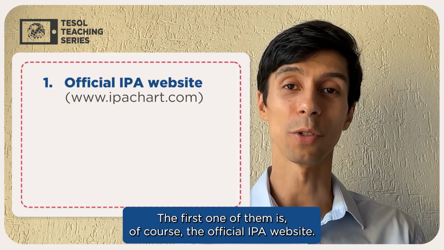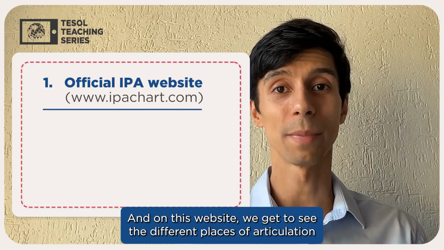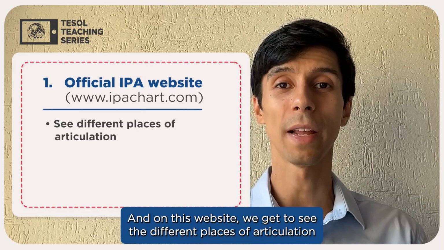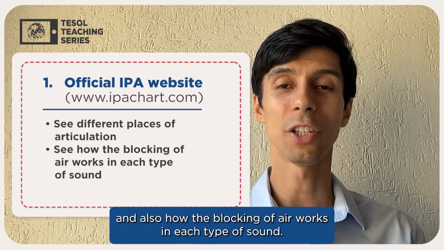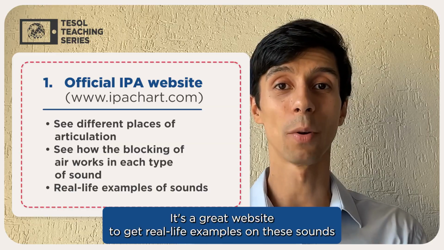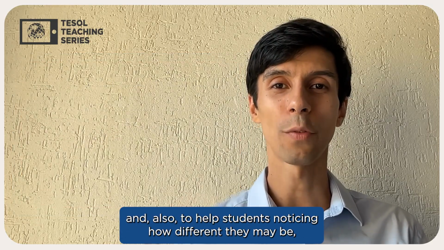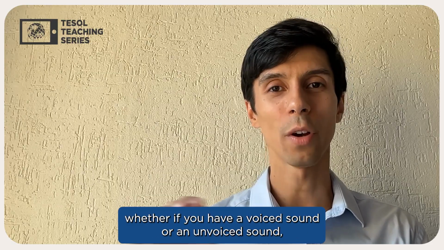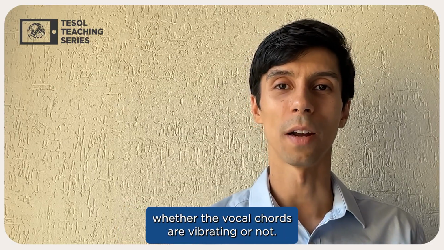The first one of them is, of course, the official IPA website. On this website, we get to see the different places of articulation and also how the blocking of air works in each type of sound. It's a great website to get real-life examples of these sounds and also to help students notice how different they may be, whether you have a voiced sound or an unvoiced sound, whether the vocal cords are vibrating or not.